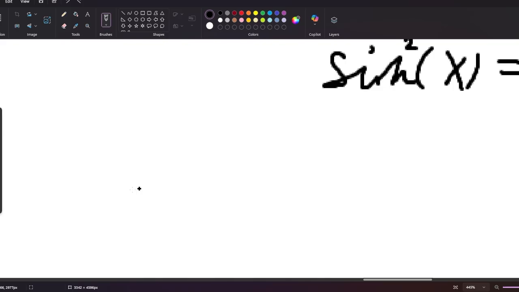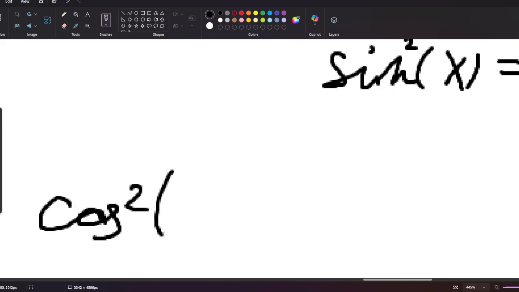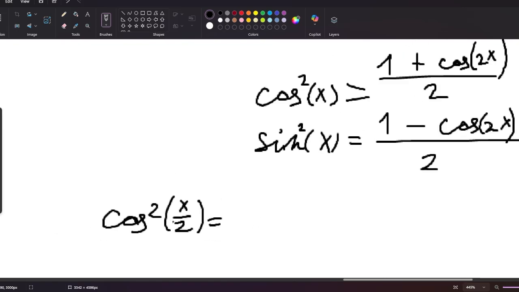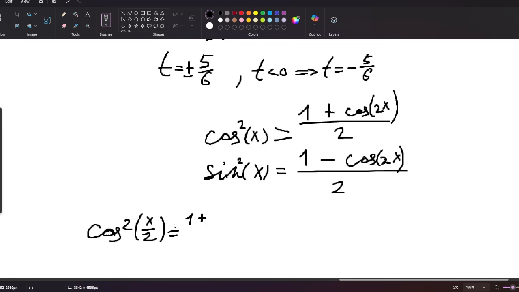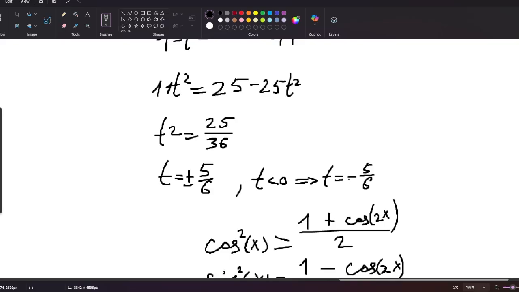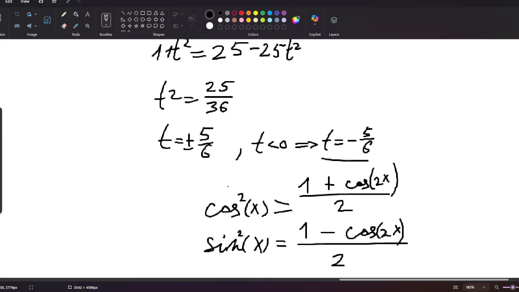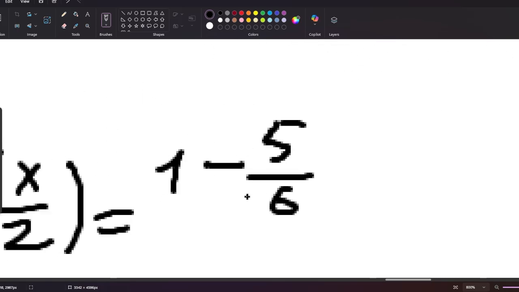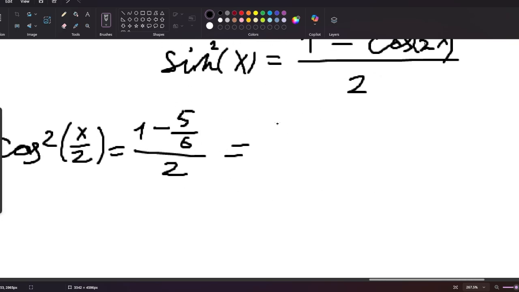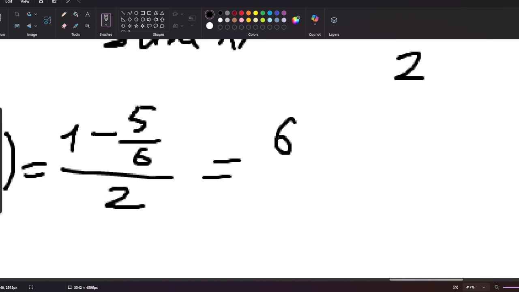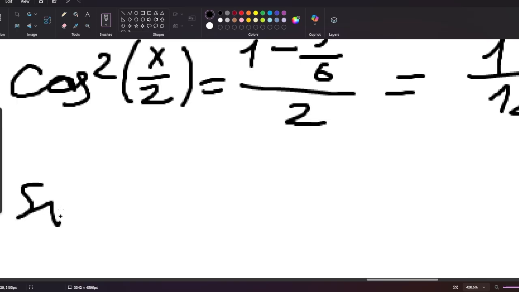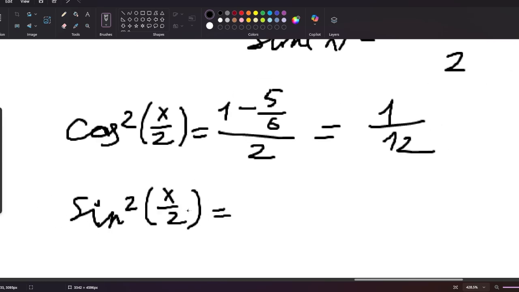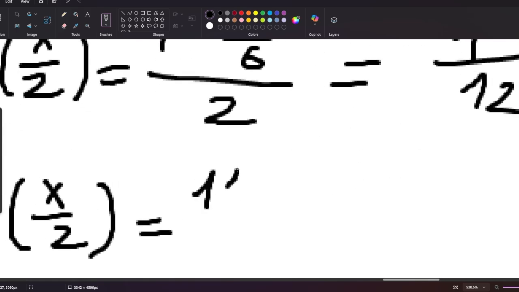Essentially, cosine squared of x over 2 is going to be 1 plus, now, cosine of x is minus 5 over 6, and we have to divide by 2. Multiply both the denominator and numerator by 6. We have 6 minus 5, which is going to be 1 over 12. Now for sine squared of x over 2, I don't want to use the same formula, we just subtract this from 1. This is going to be 11 over 12.